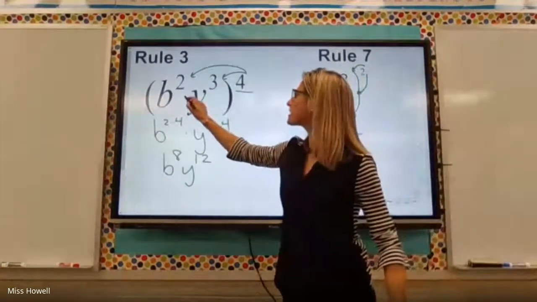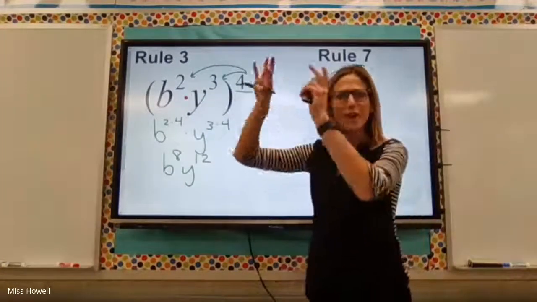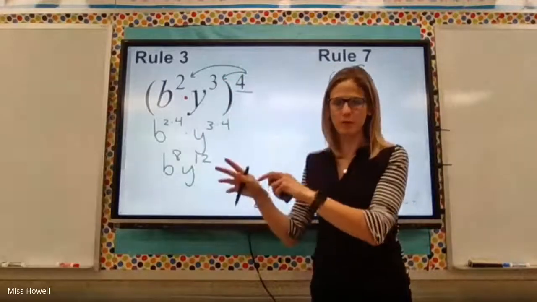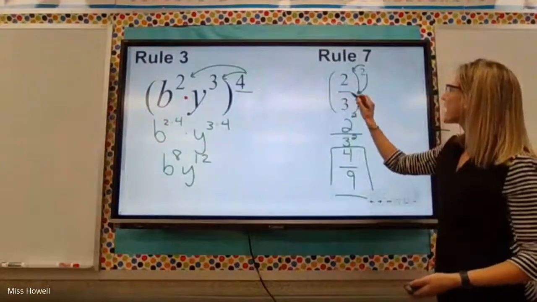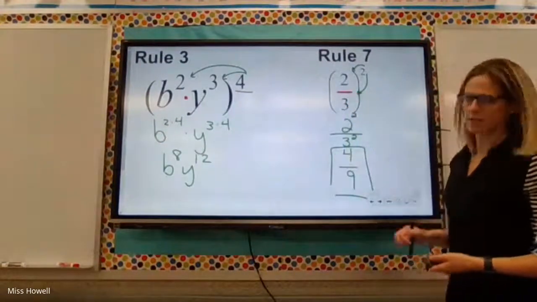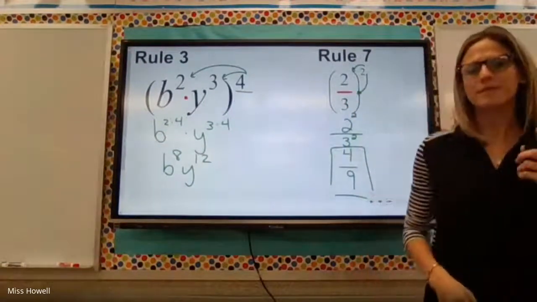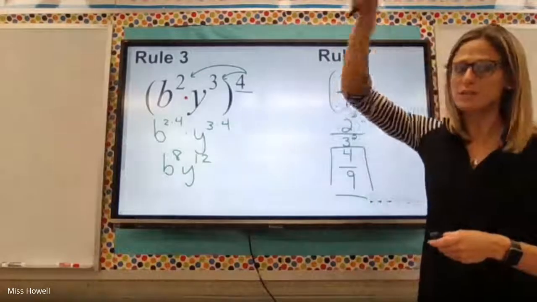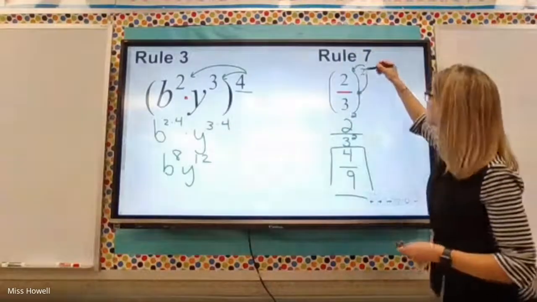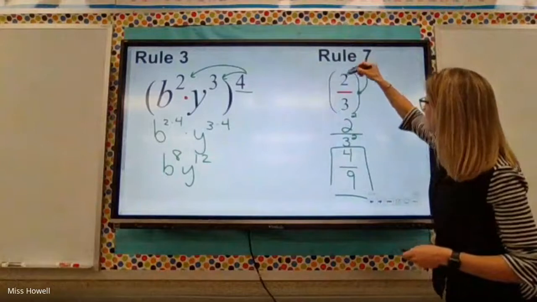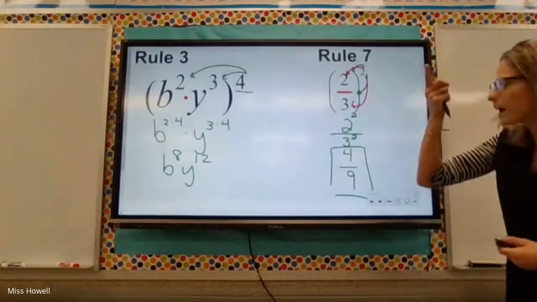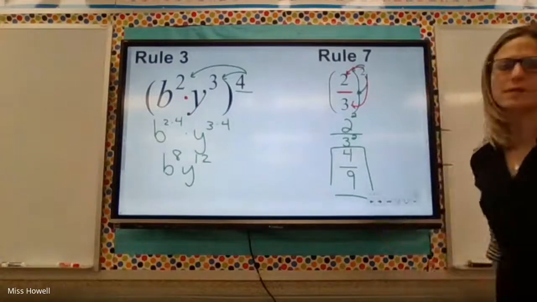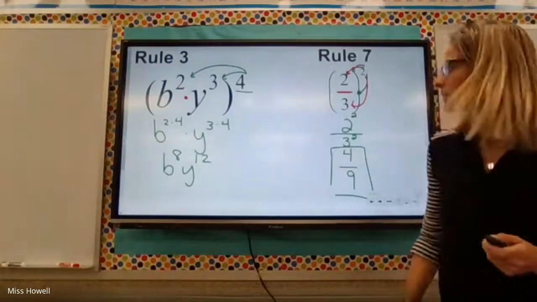I have a times in here, so I was allowed to share that exponent of 4 to the things on the inside. Today, rule 7 says inside of here, I have a quotient, which is a fraction, a divide problem. If that's the case, then I can take the power and share it to everything on the inside. So this exponent 2 can go to this 2, and it can go to the 3. And we'd end up with 2 squared on top, 3 squared on the bottom, which would give us 4/9.